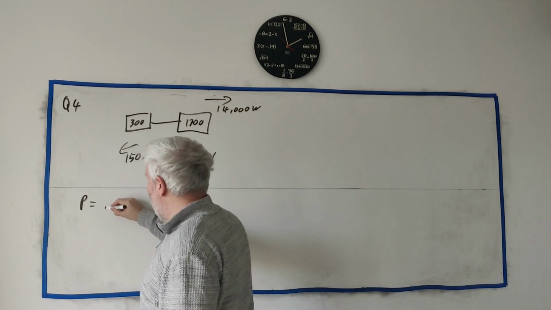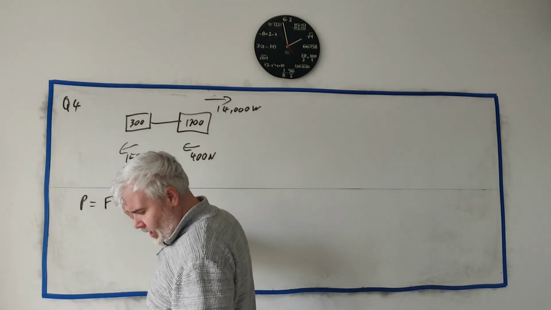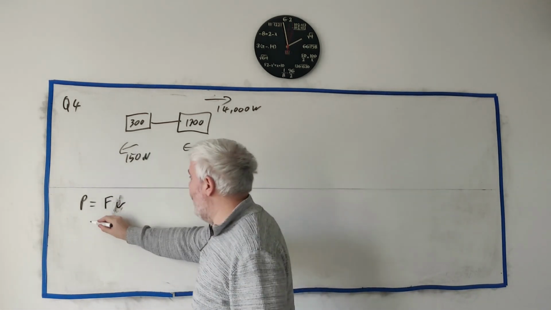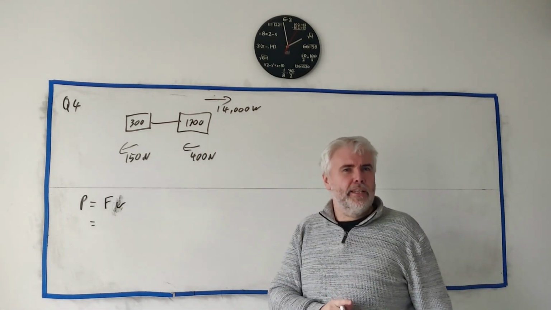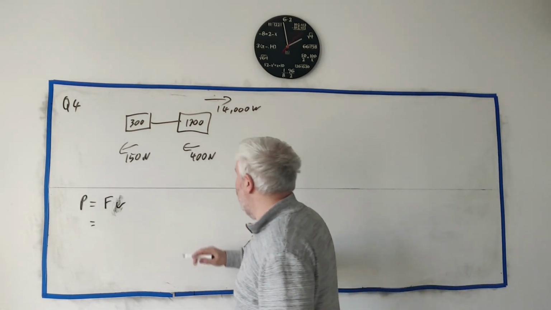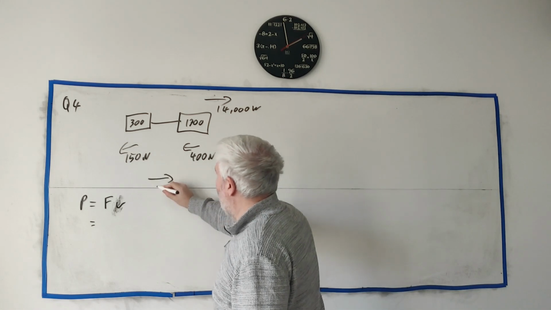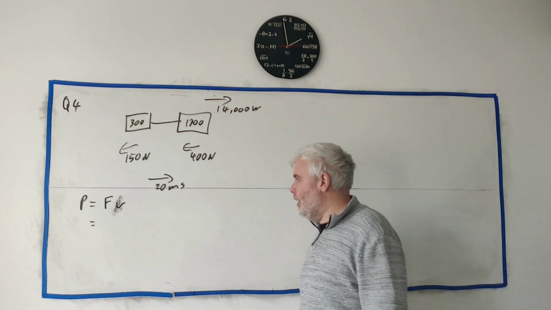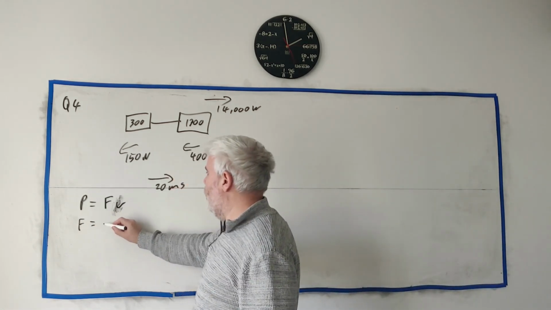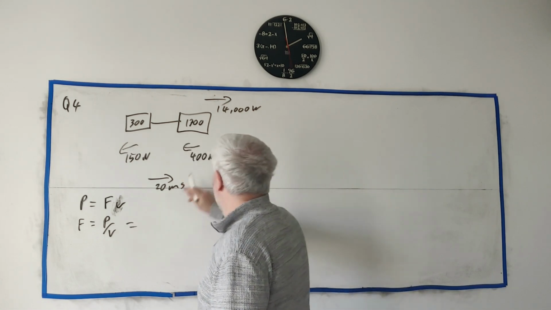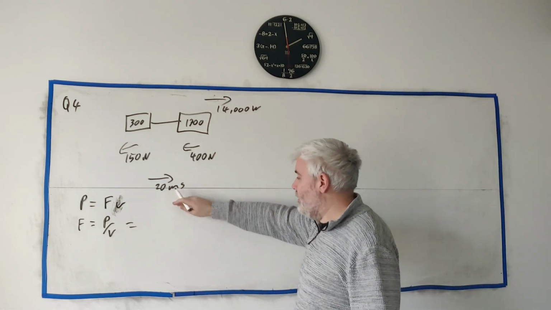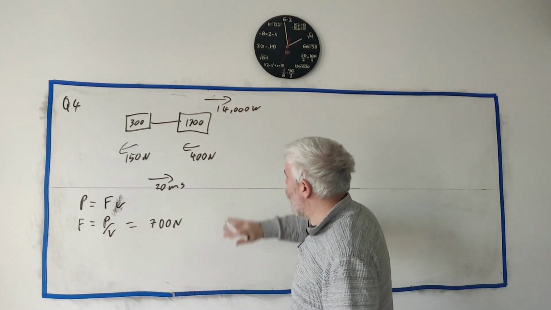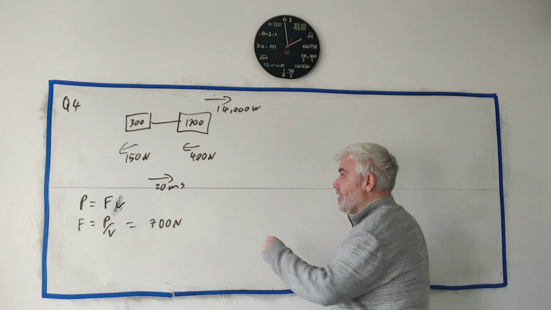The formula for power: power is force times velocity. They give us the velocity, didn't they? Yes, the car is going at 20 meters per second at this moment in time. So the force is equal to power divided by v, which is 14,000 divided by 20, which is just 700 newtons. So this engine is driving it forward with 700 newtons.